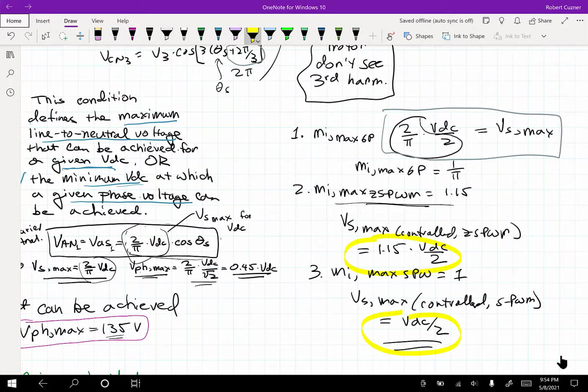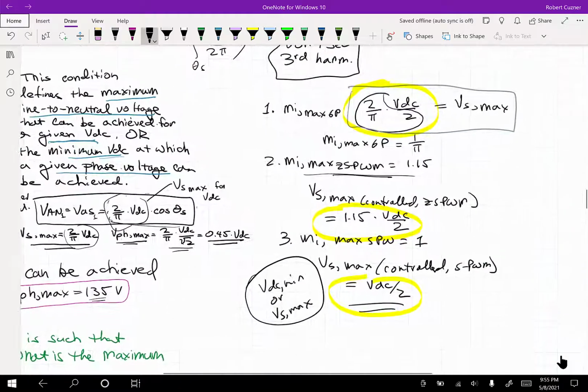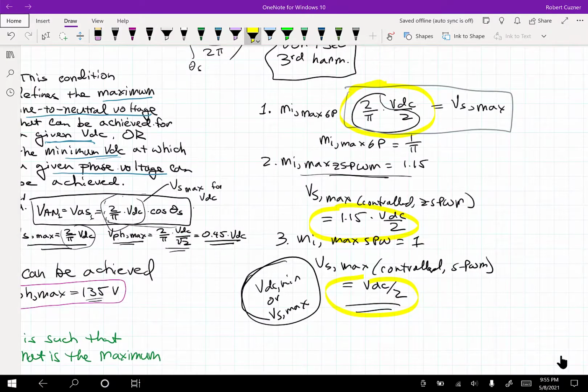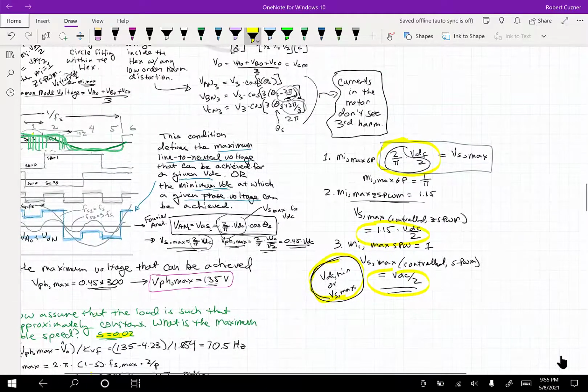So there are questions I'm going to ask about that will require you to either find VDC min or VS max with various considerations. And this is very important, and this will be on the final exam. So I want to make sure that you understand this very well.